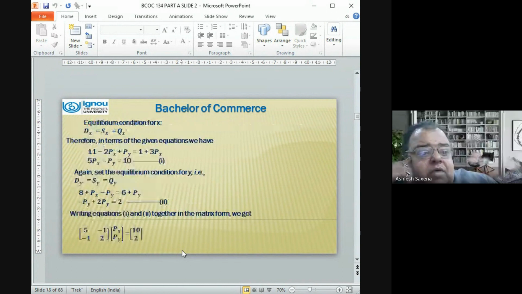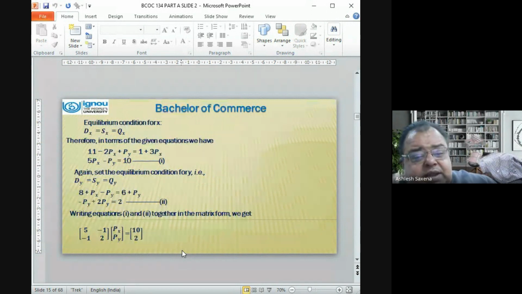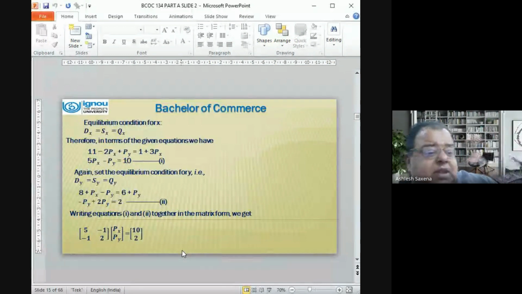For the equilibrium condition for x, demand should be equal to supply, which will be equal to quantity. All three values will be equal, so we will be taking up the two. 11 minus 2px plus py is equal to 1 plus 3px. Bring like terms to one side and the numerical numbers on the other side. The variables will be on the left side. After simplification, what you are going to get is 5px minus py equal to 10. That is your equation number 1.